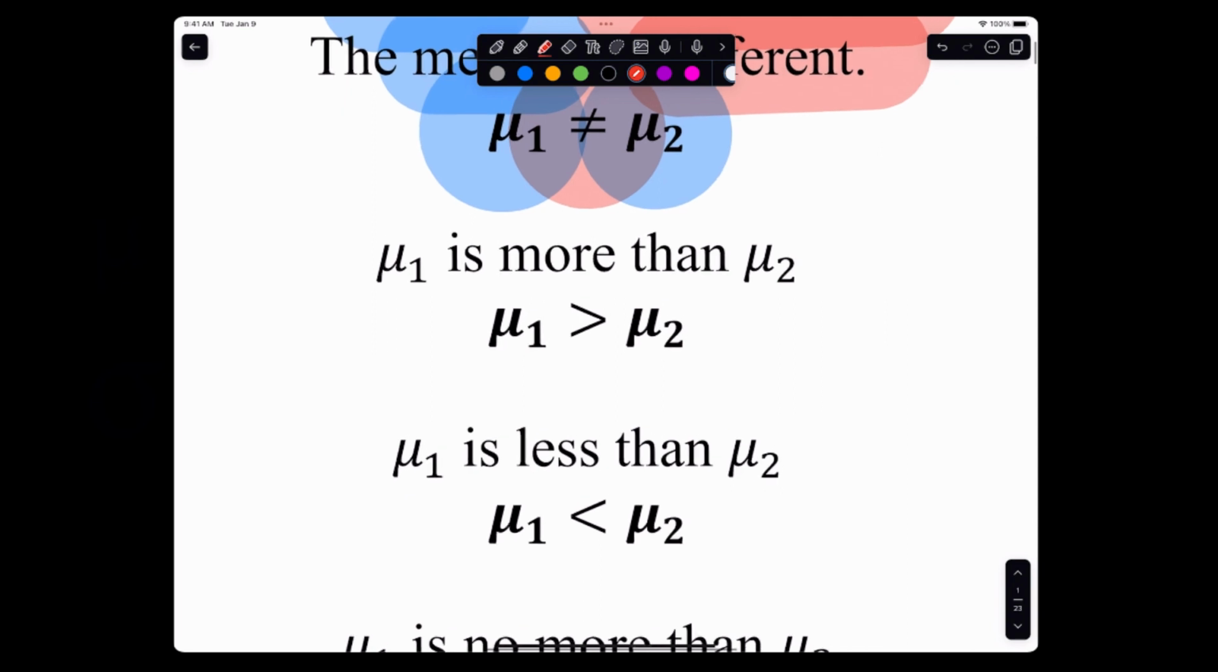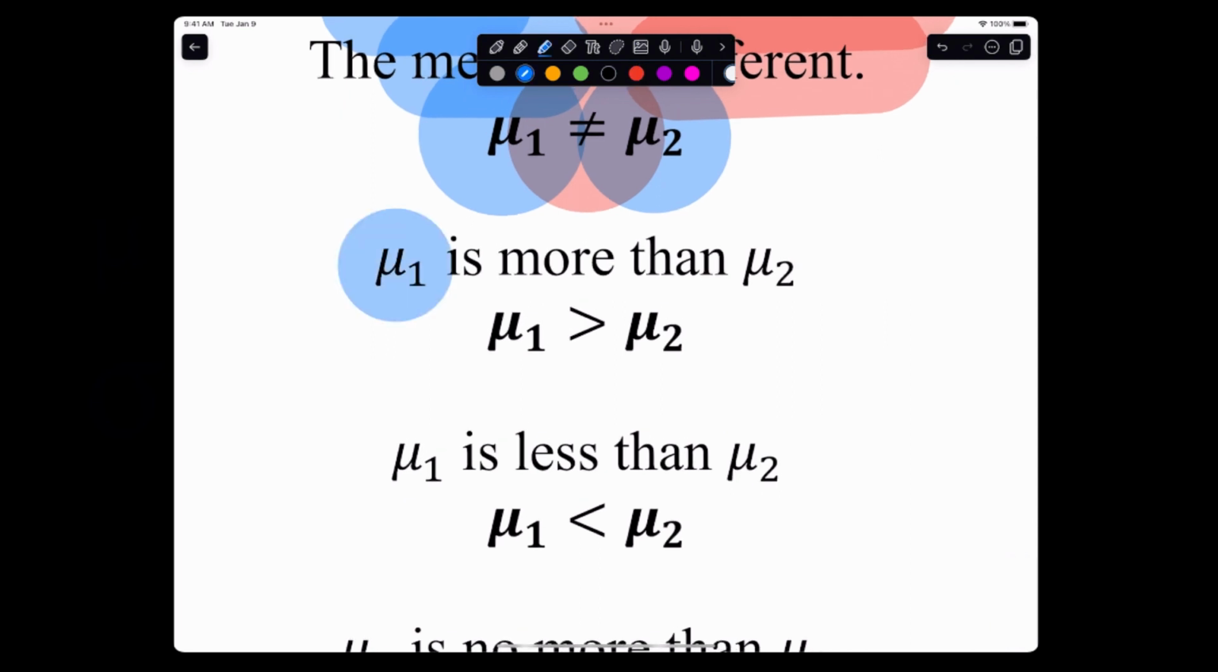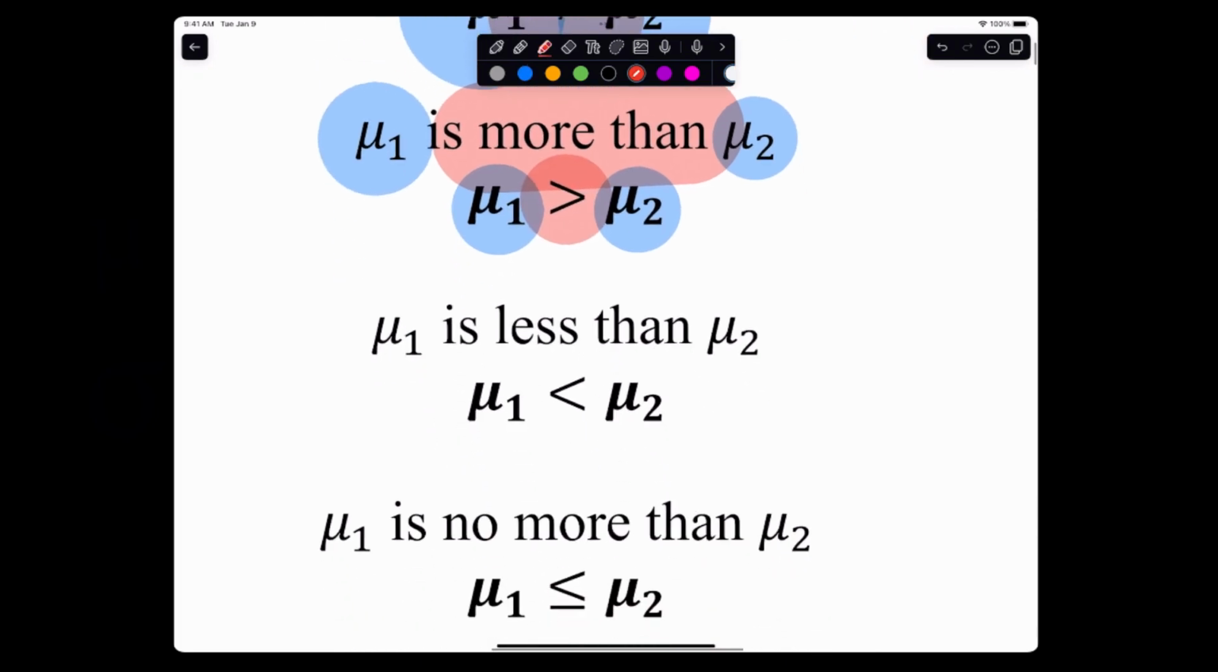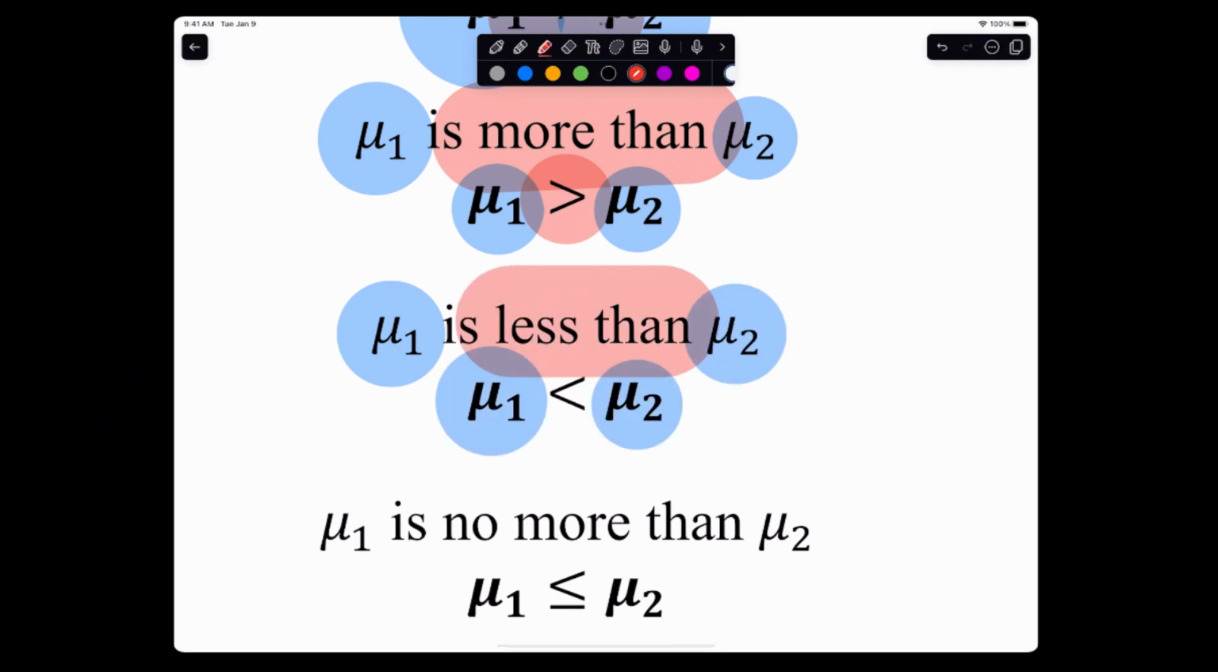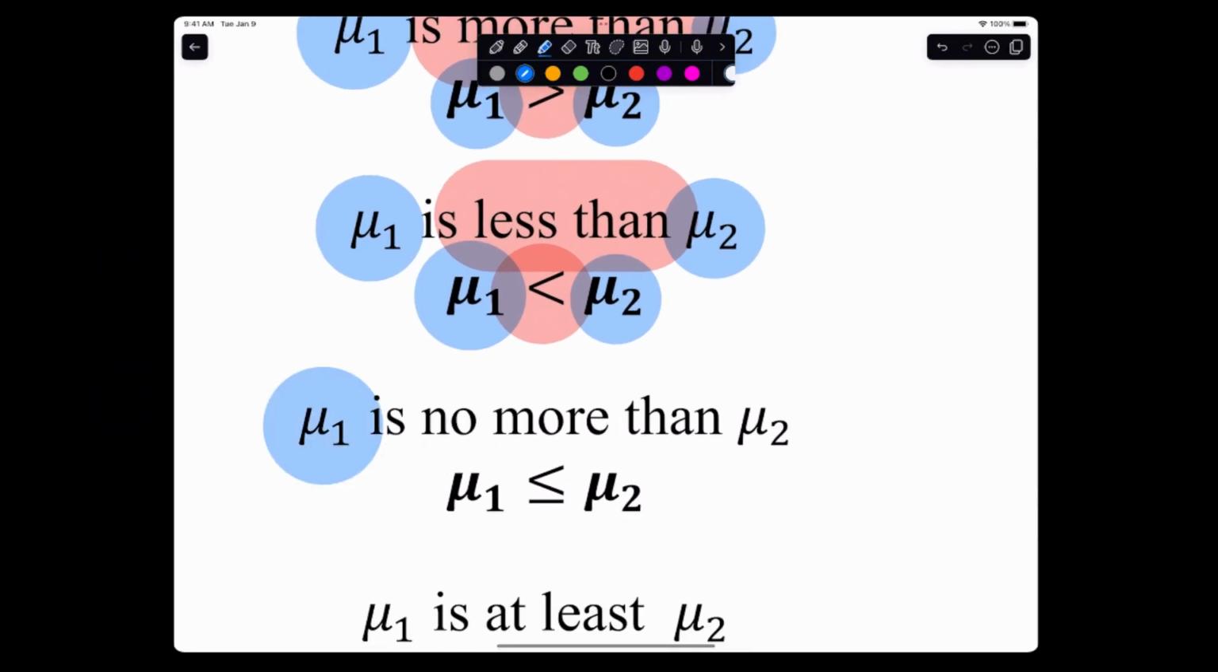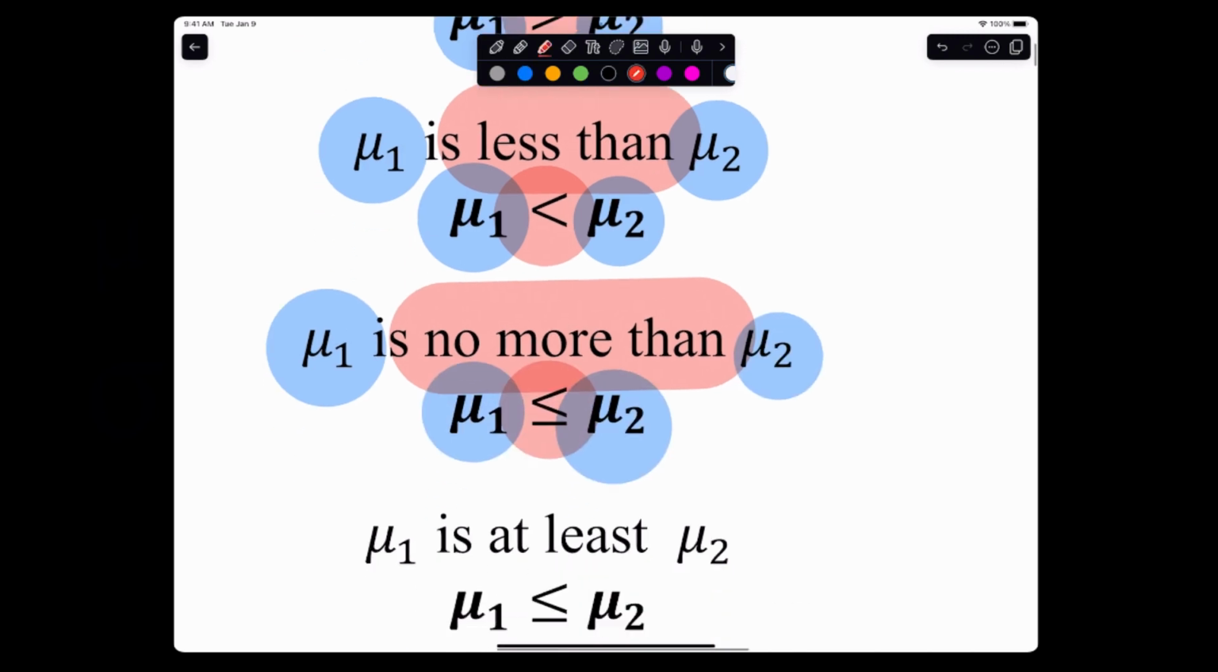What's easier for some is the more than and the less than, right? So you say mu1 is more than mu2. More than is greater than. Less than, mu1 versus mu2, you have less than, smaller than. And then, of course, mu1 is no more than mu2. That is less than or equal. We've been aware of that.